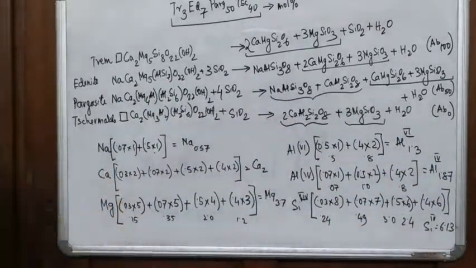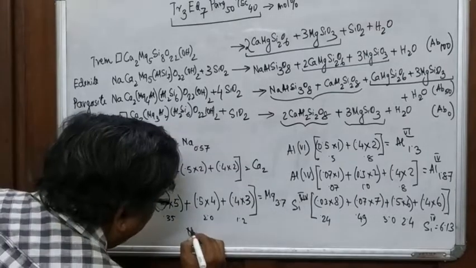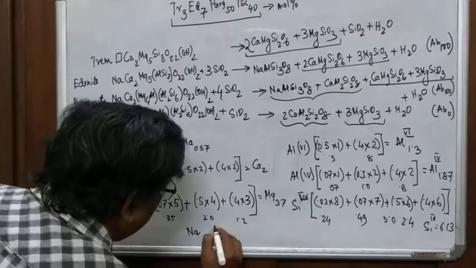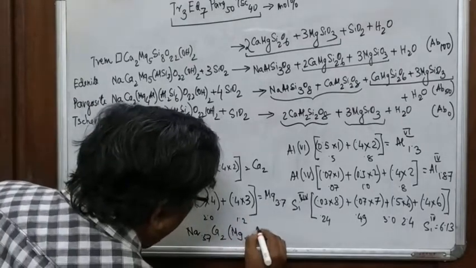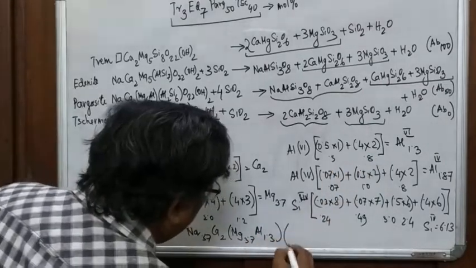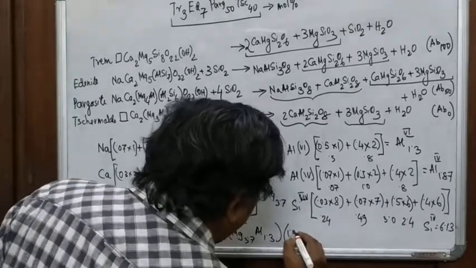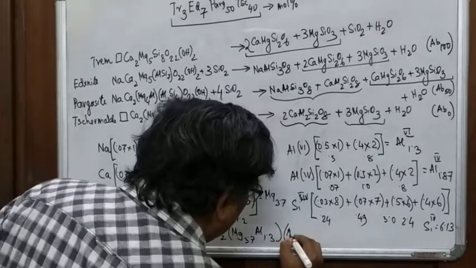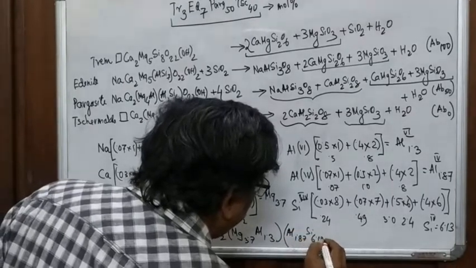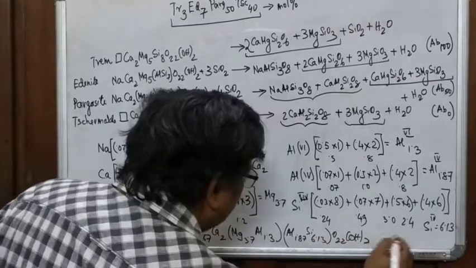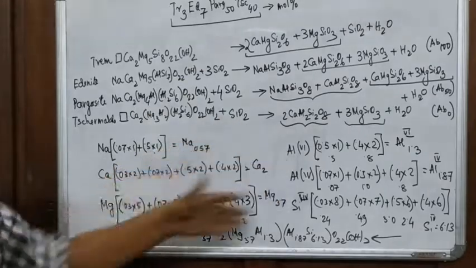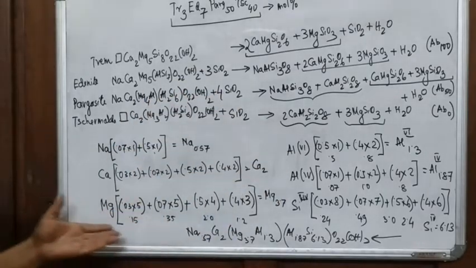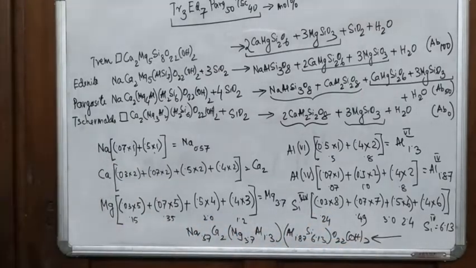So my eventual formula of the hornblende is sodium 0.57, calcium 2, magnesium 3.7, aluminium octahedral 1.3, aluminium tetrahedral 1.87, silicon 6.13, O22 OH twice. That's the composition of my amphibole. If the amphibole could be split into this, in the next class we will talk about what are the proportions of the products. Have you understood? This is the composition of my hornblende. Right. Thank you. We will do it in the next class.